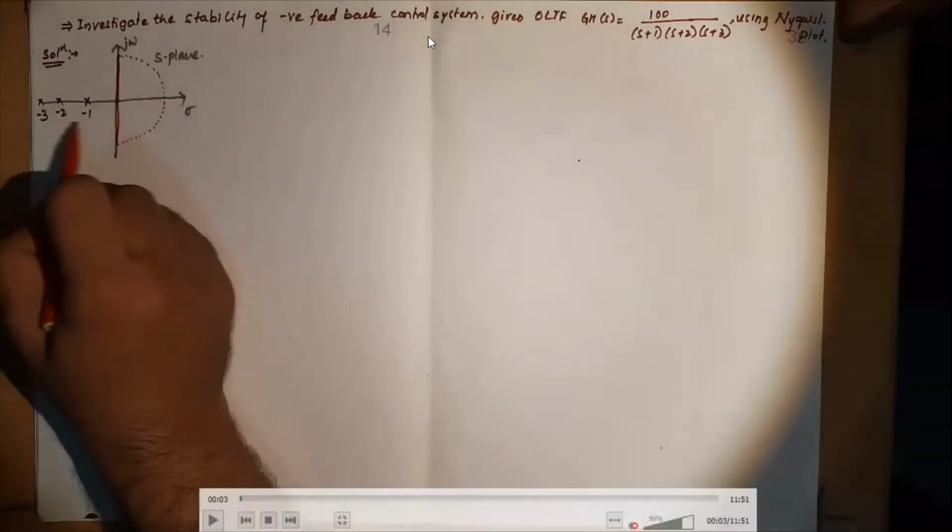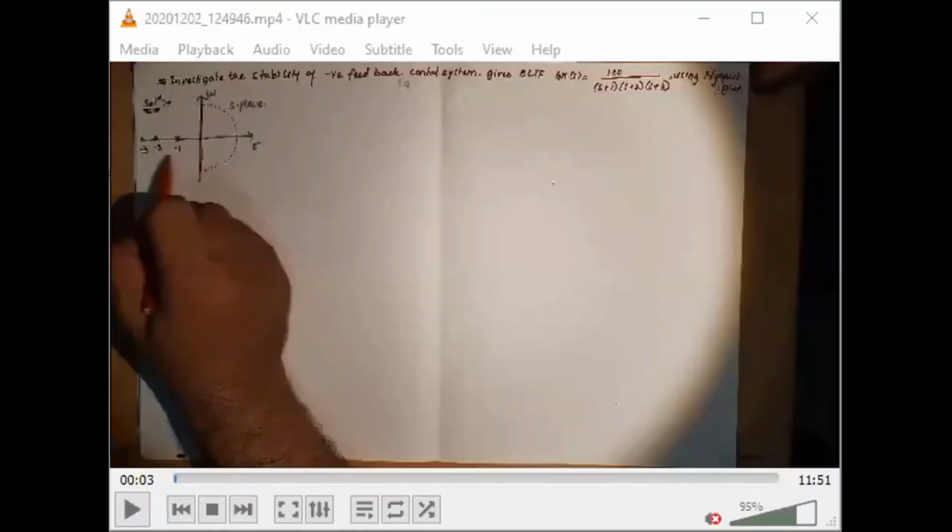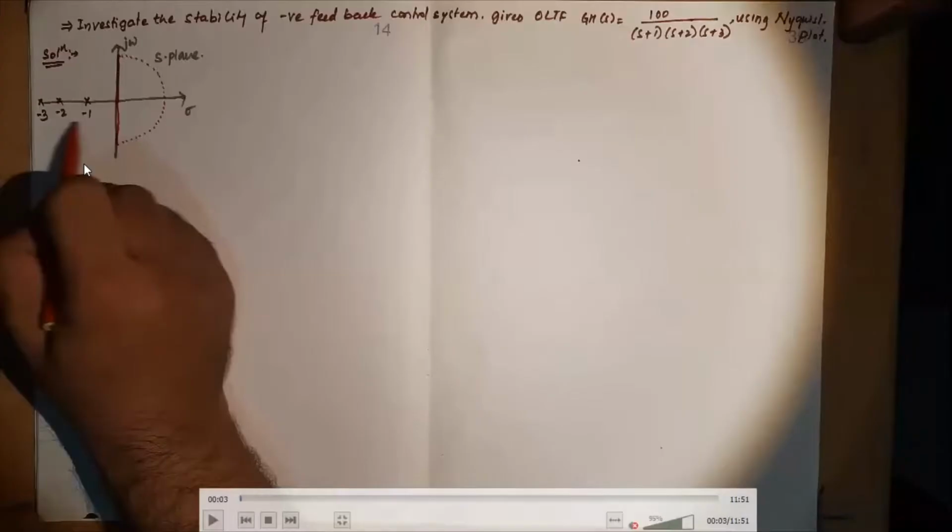Investigate the stability of negative feedback system whose open loop transfer function is given by G(s)H(s) equal to 100 divided by (s plus 1) into (s plus 2) into (s plus 3). Okay, 100 divided by (s plus 1) into (s plus 2) into (s plus 3).